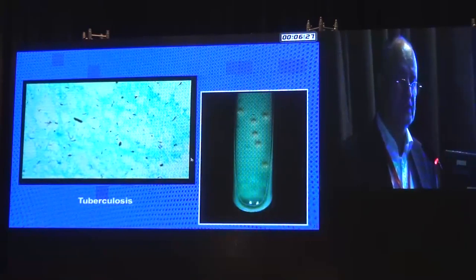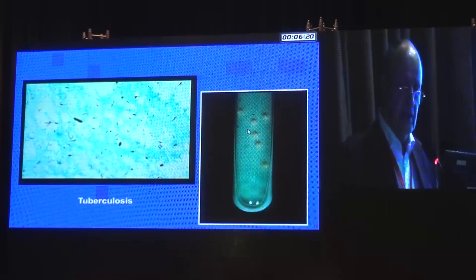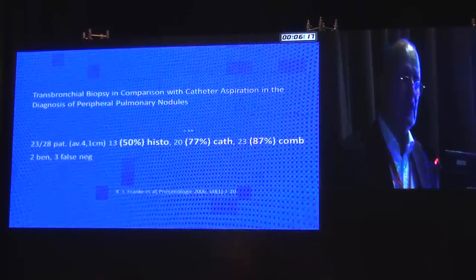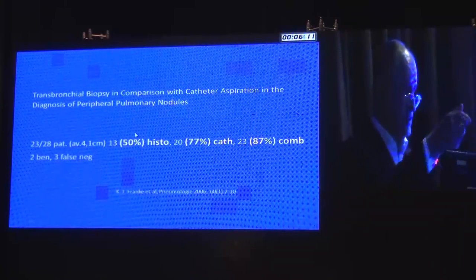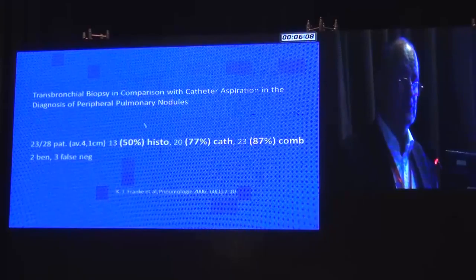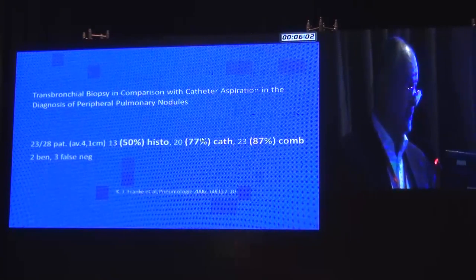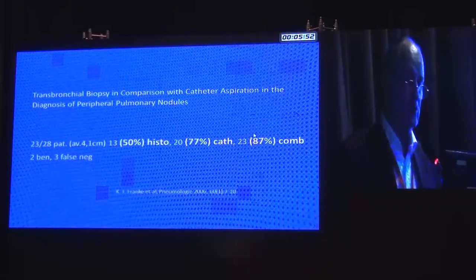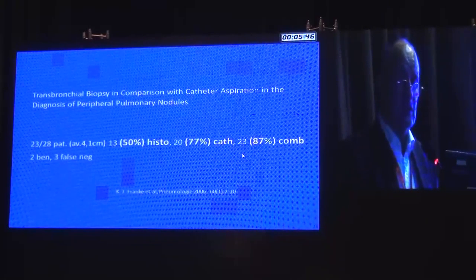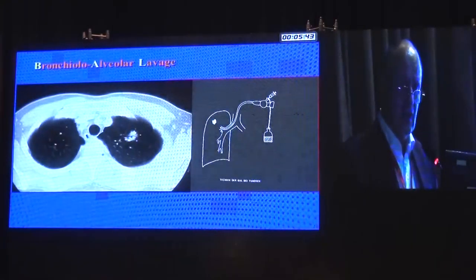Here you see tuberculosis, acid-fast bacilli, and here you see the culture of tuberculosis bacteria. When you compare catheter aspiration, where you go to the lesion and take samples, with transbronchial biopsy, you see that the catheter, because you can sample more tissue than with the biopsy forceps, is superior in many instances. Especially if you combine catheter biopsy or aspiration with the transbronchial lung biopsy, the results are pretty high.